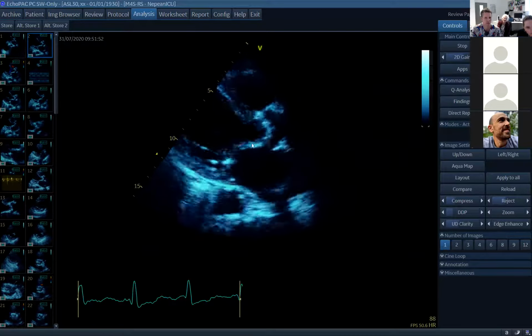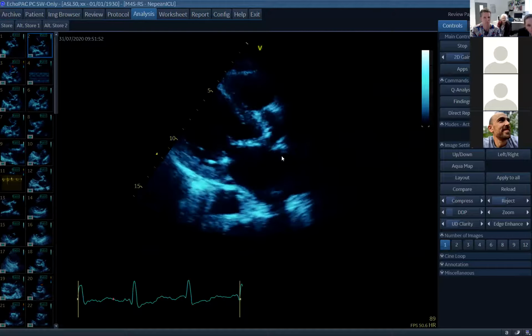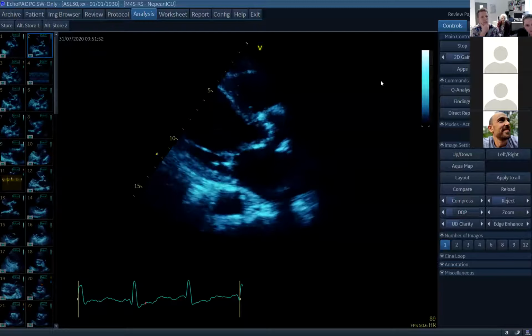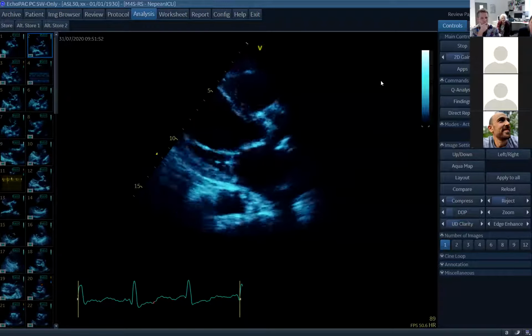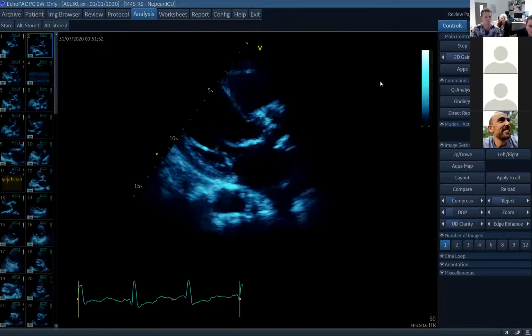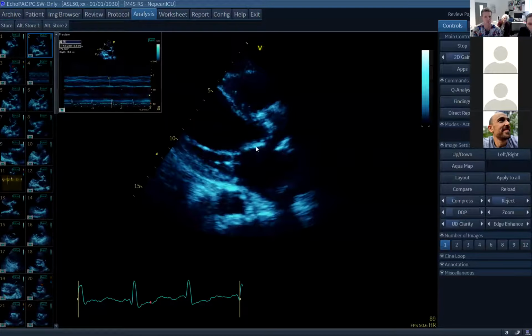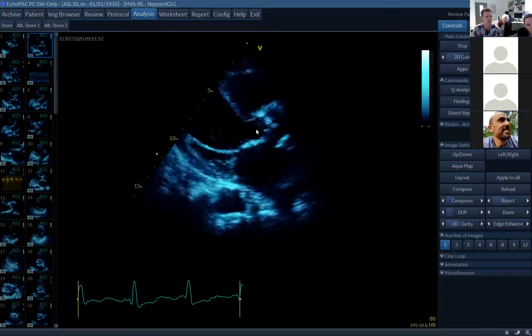What is that there? That's the anterior mitral valve leaflet. Fantastic. What else do we see? The aortic valve looks heavily calcified with restricted opening, and the mitral valve leaflets have an increased E-point septal separation. Oh, excellent. So what does the E-point separation mean?